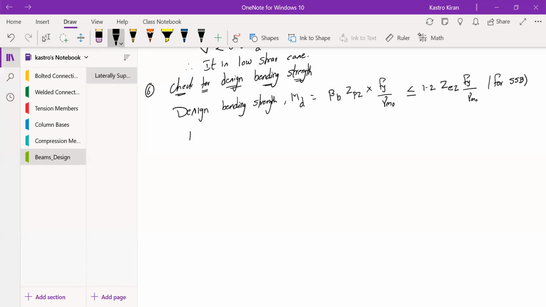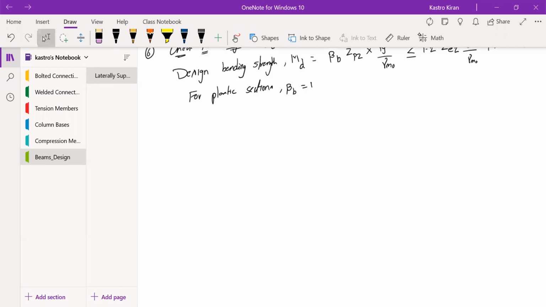So for plastic sections, this also we have talked, the value of beta B is taken as 1, right? Therefore, MD equals beta B, that is 1, into ZPZ. Remember, ZPZ value is taken as 184.34. Don't take it as 132.